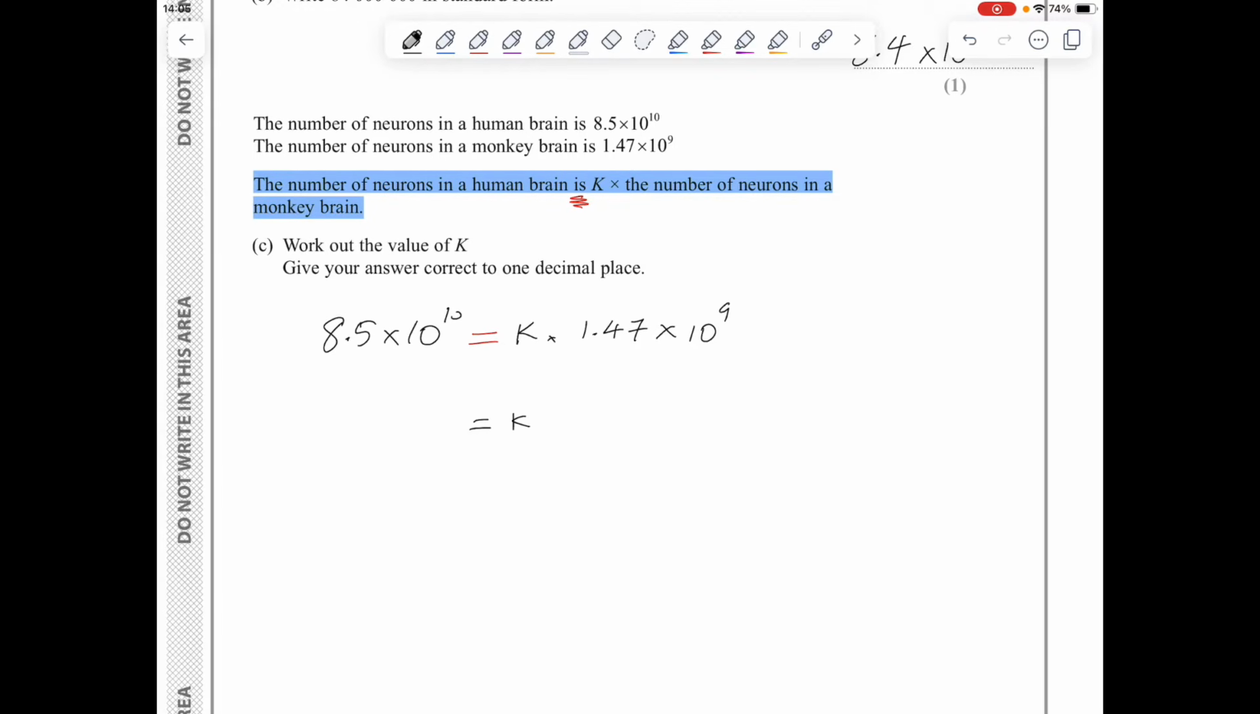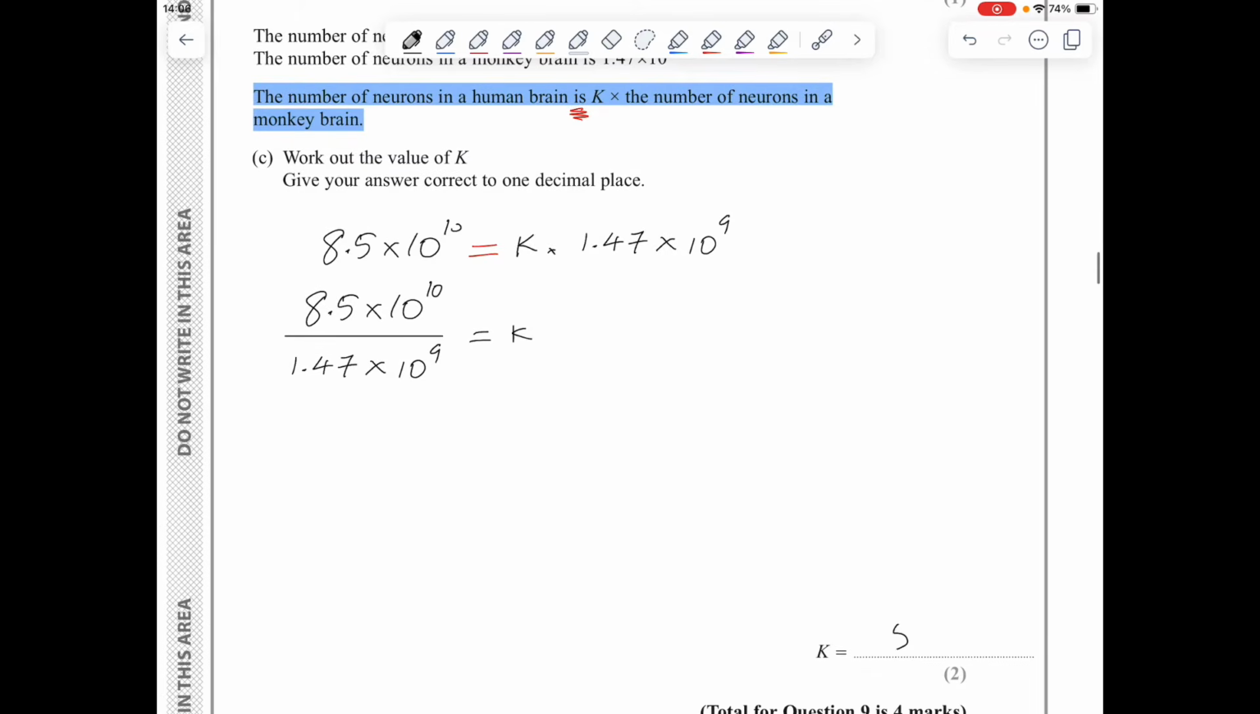So to find k, I'm just going to divide 8.5 times 10 to the 10 over 1.47 times 10 to the 9. Now plug this into the calculator and you'll get an answer of 57.8 to 1 decimal place.